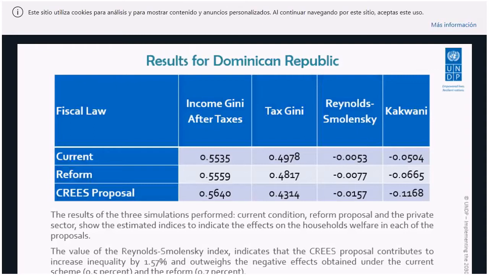And what we see is basically that the proposal from this agency, the CREES, which was basically to increase taxes, those special taxes, implied an increase of inequality by about 1 point of the Gini coefficient, and as reported by the Reynolds-Smolensky and Kakwani indices, it was clearly a regressive proposal.